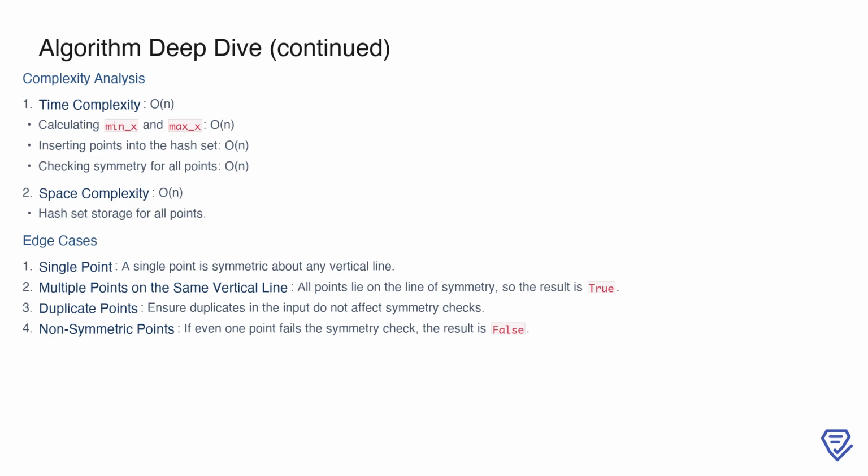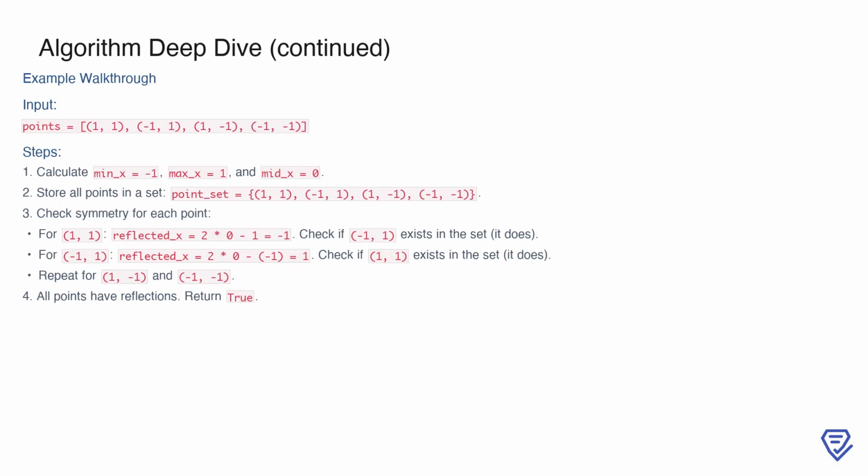Finally, if any point fails the symmetry check, we return false immediately, as symmetry requires all points to have corresponding reflections. To bring it all together, let's walk through an example.